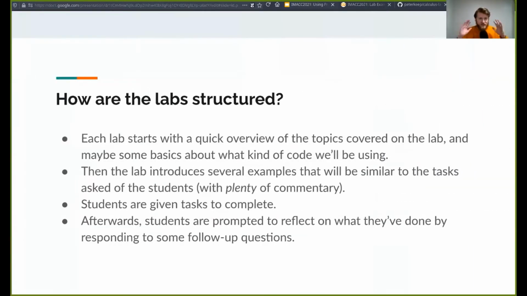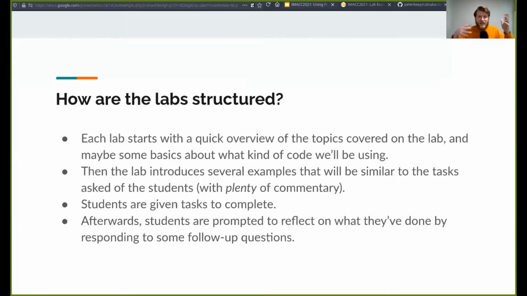So this is how I'm structuring the labs. Each lab assignment starts with a quick overview of some of the topics that I'm covering in the lab. I'm just trying to give students a really clear idea of what specifically they're going to be thinking about and doing, and maybe even how those topics connect to the overall picture of the course.